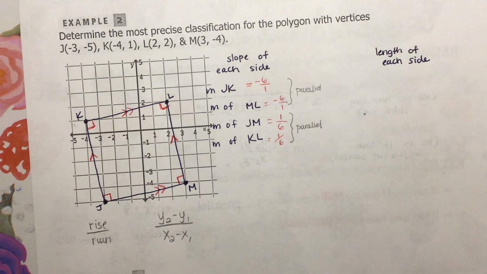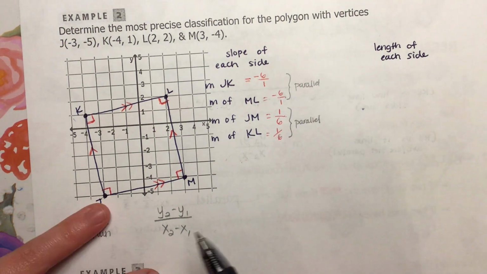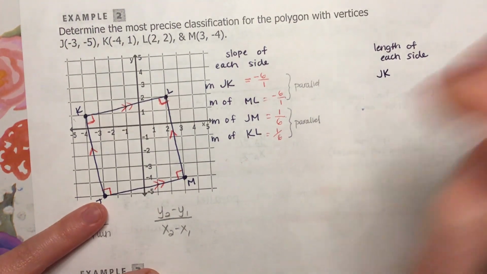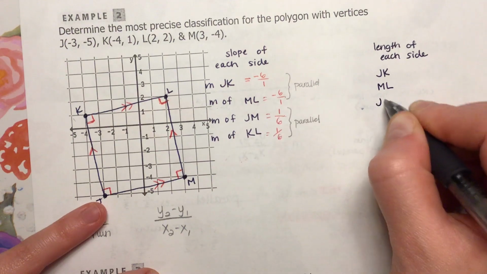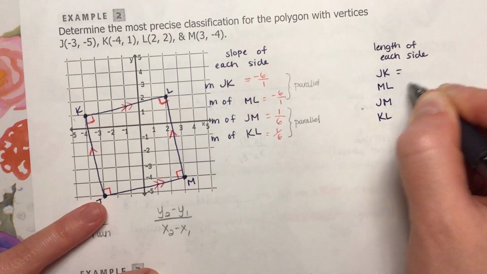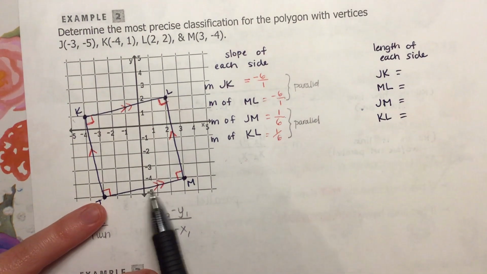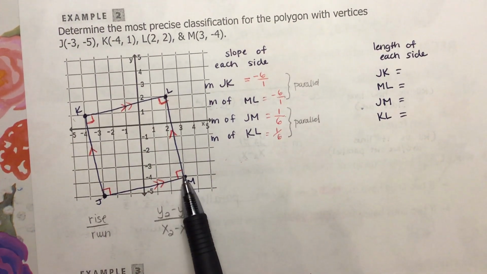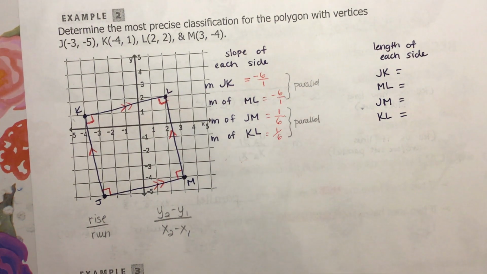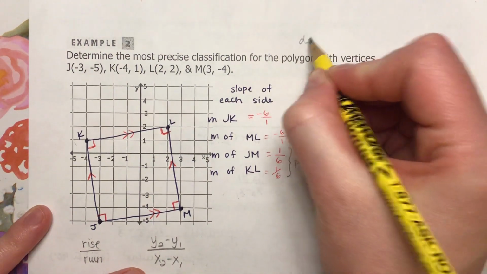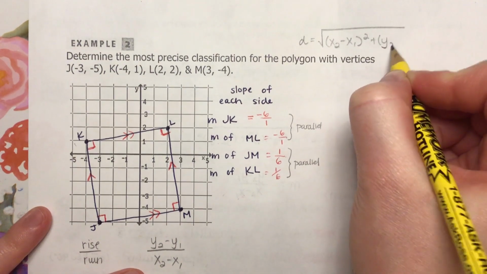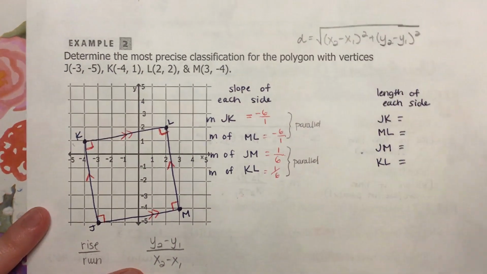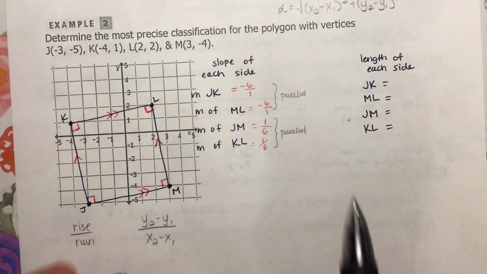We are going to figure out the lengths of all 4 sides now. So we want to know the length of JK, and I'll just keep it lined up from left to right. So length of JK, length of ML, of JM, and KL. So what we're going to have to do is plug our coordinates into our distance formula. So our distance formula, I will write it up here for us. Distance is equal to the square root of x2 minus x1 squared plus y2 minus y1 squared. And we're going to have to do that 4 times. This is a little bit tedious, but here we go.